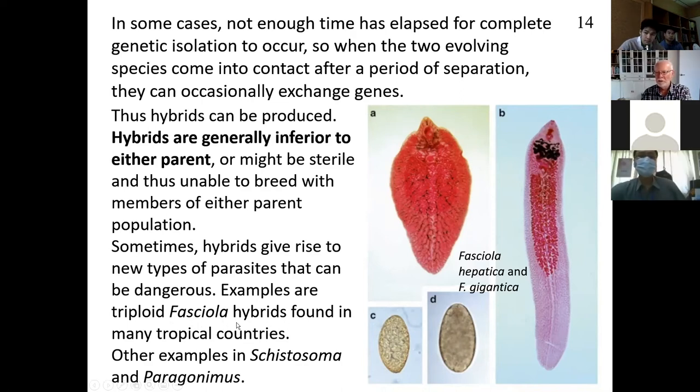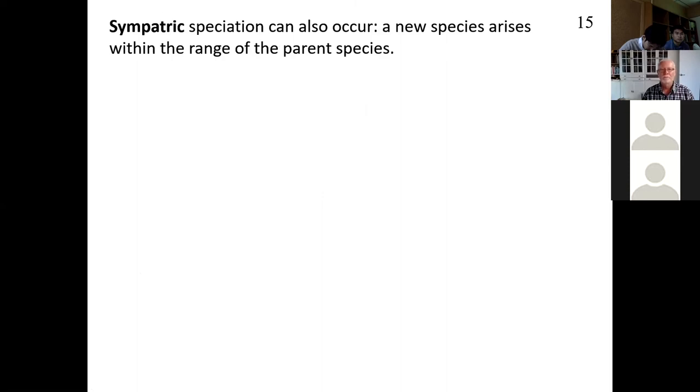The Fasciola hybrids are commonly known right through tropical Asia and in many other places. Other hybrids have been found in Schistosoma, the blood flukes of humans and mammals, and also in Paragonimus, the lung flukes. So sometimes species have not been separate for long enough to have become absolutely, completely new species. They can still hybridize if they meet one another. And that can be a problem, for example in the case of Fasciola.